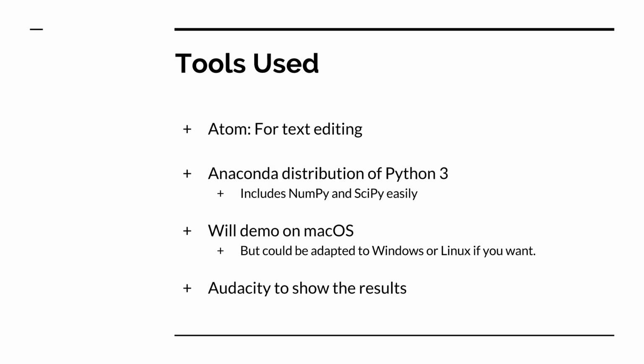So for the tools, I'm going to use Atom, and that's for text editing. I'm going to use the Anaconda Distribution of Python 3, and this has the advantage of including NumPy and SciPy pre-installed, so I don't need to install other software with it. And if you continue going on with other things in Python, it has so much more. I highly recommend it. I'm going to demo this on Mac OS. However, it could be adapted to Windows or Linux, though I won't show that.